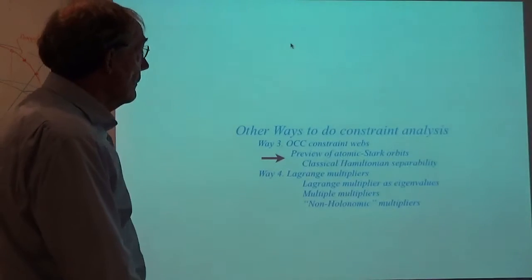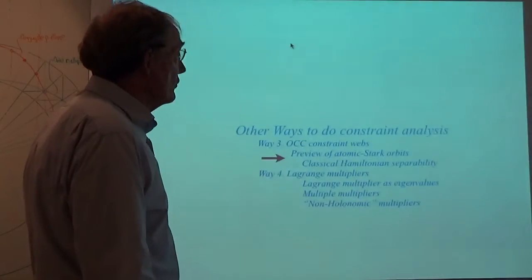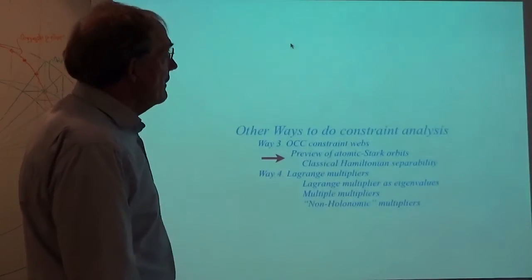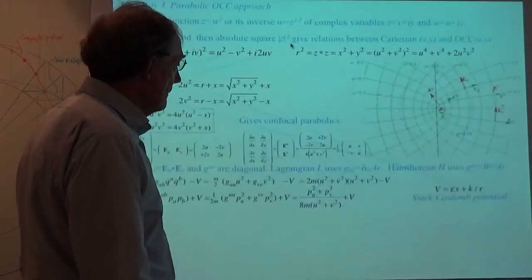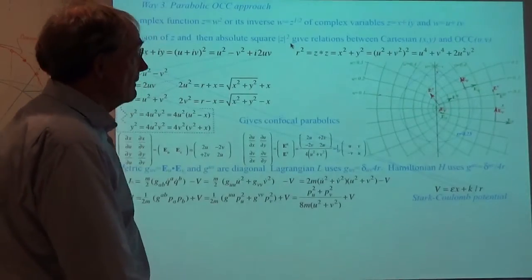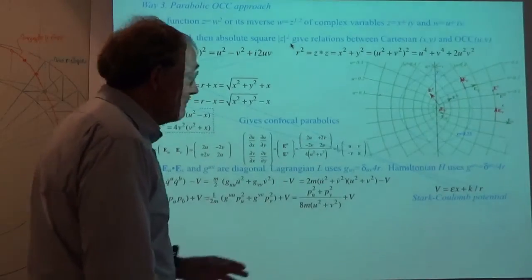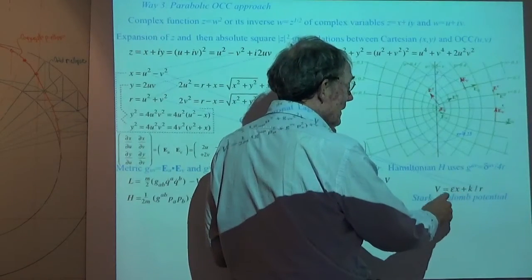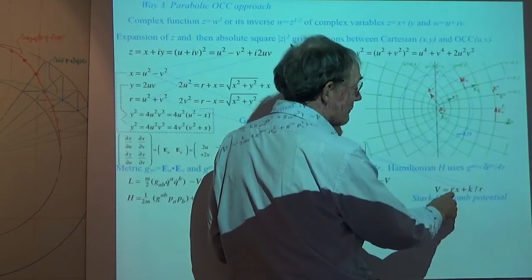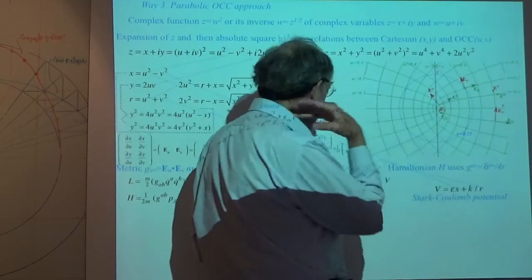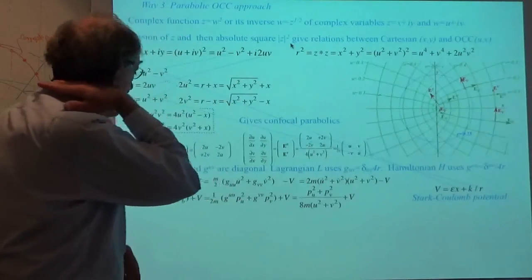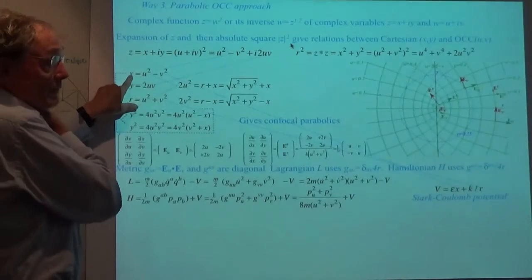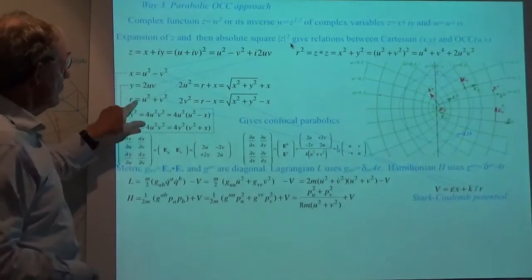Now I want to do atomic Stark orbits. Atomic orbital means Coulomb plus Stark perturbation, and this perturbation we can do exactly. We're going to have a potential that has K over R, and then some electric field in proper units times X. That's what we're going to use, and we're going to use this expression for X and this expression for R.